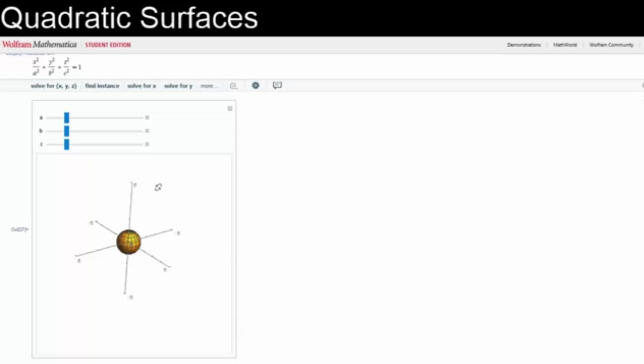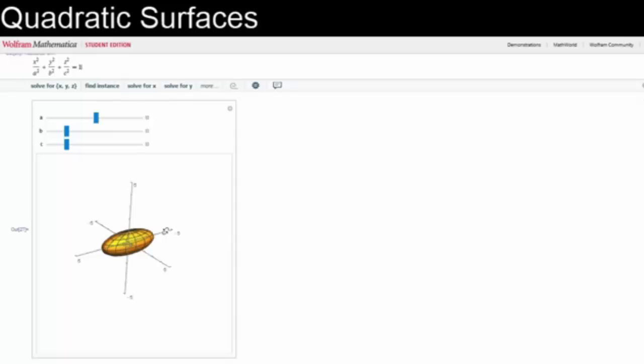Anyway, so what we should do here is, let's look at what happens when we change A, B, and C. What happens to the graph of this equation? So let's start with A. Notice A is attached to the x component here. So if we make A bigger, then x should change with it. So if we start making A bigger, we see it stretches along the x-axis. It gets longer.